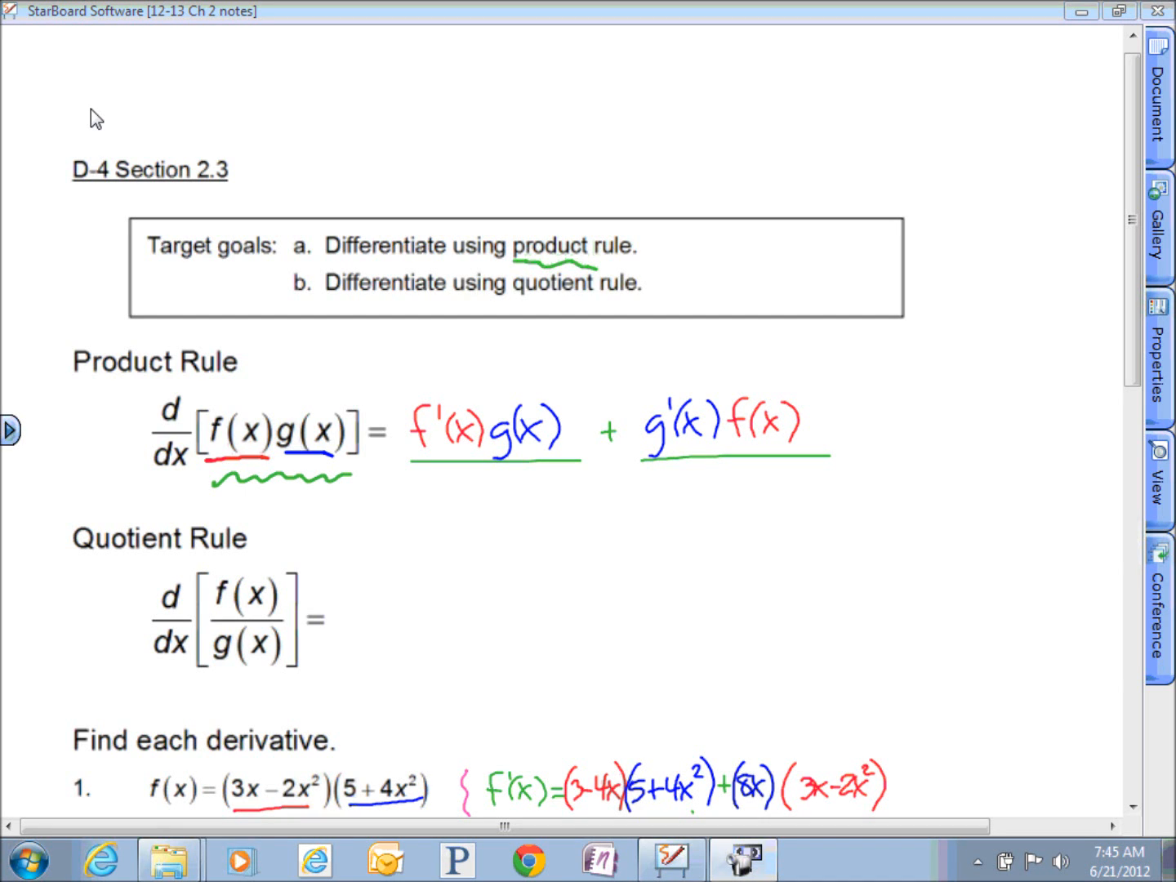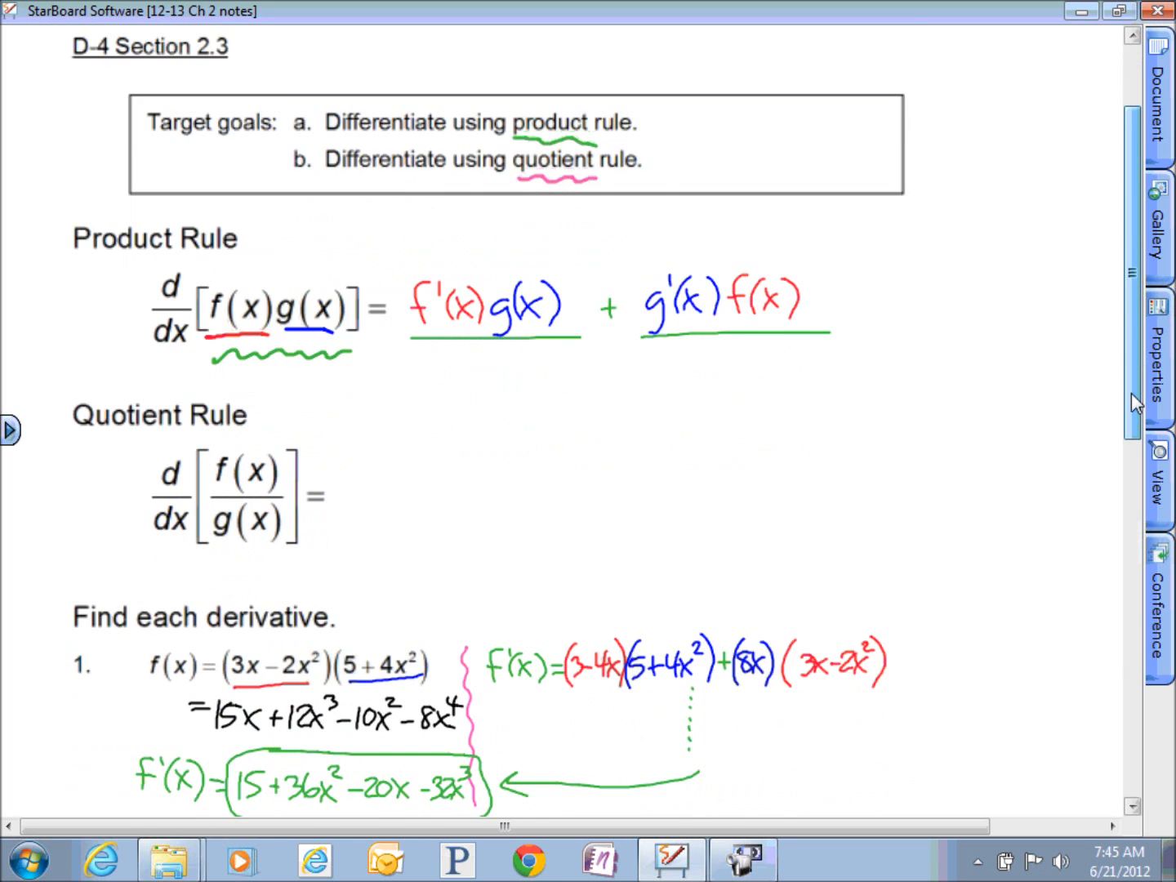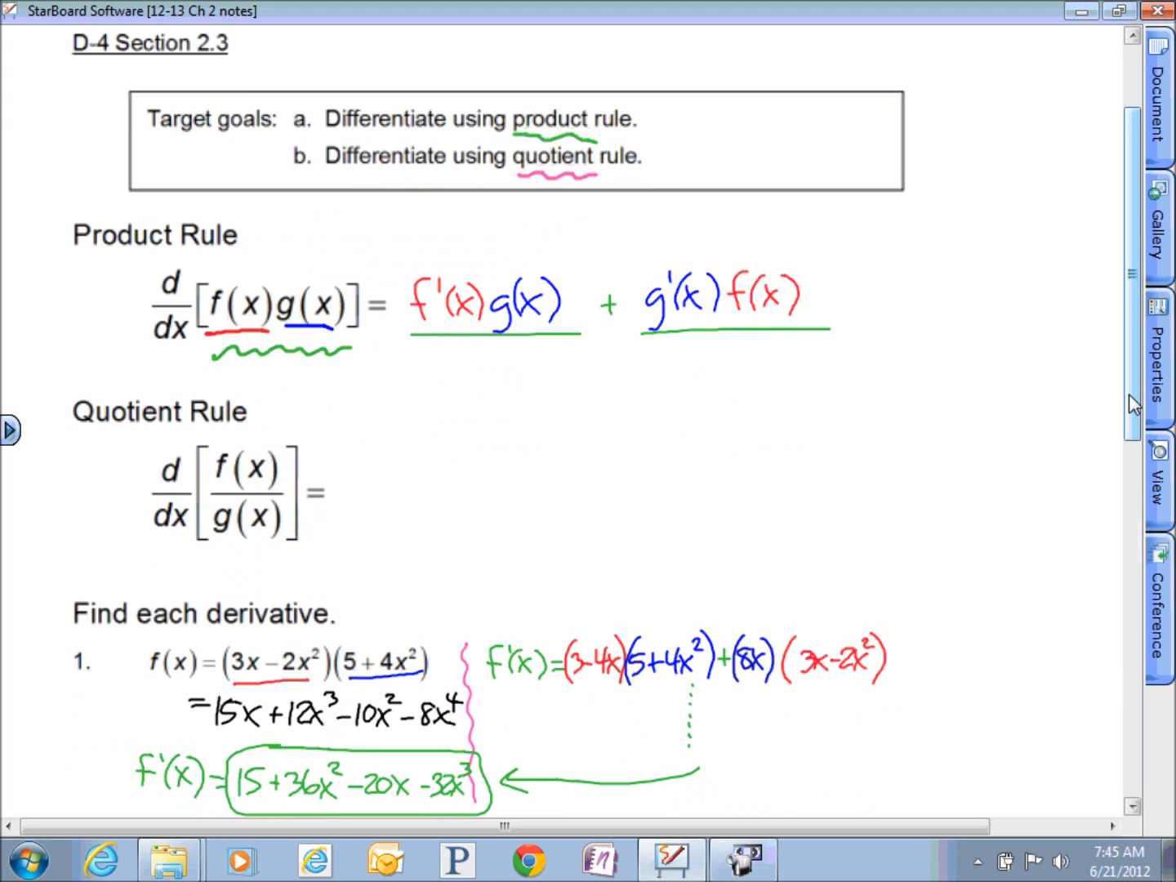Second goal for section 2.3 is to be able to take derivatives using quotient rule. Well, when do we use quotient rule? Quotient rule is a little bit easier to recognize because you look at this and you go, okay, I definitely see a fraction. That's still a single term, so I'm going to do a single derivative, but now I'm going to have to do it with some sort of division thing.